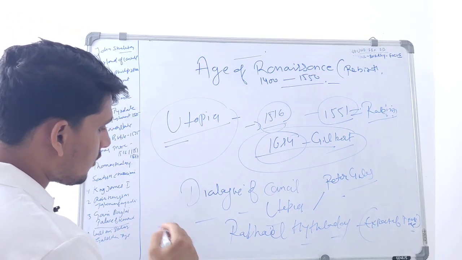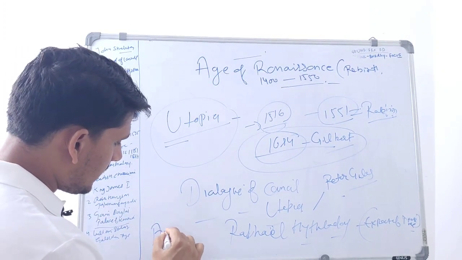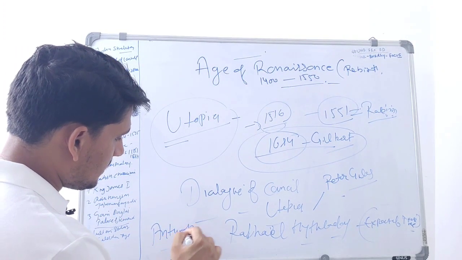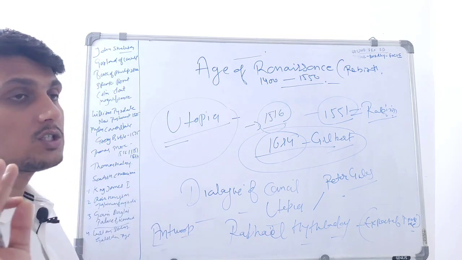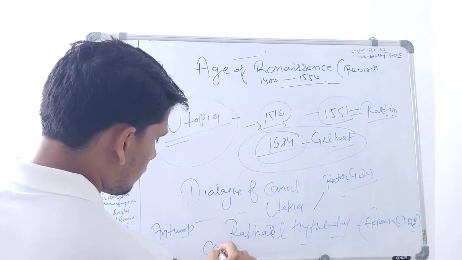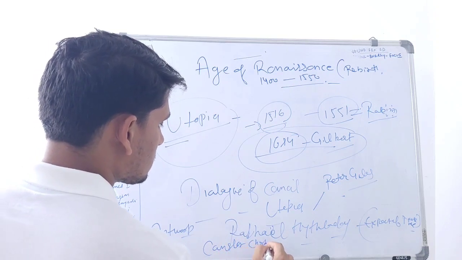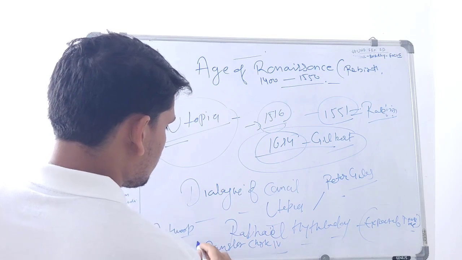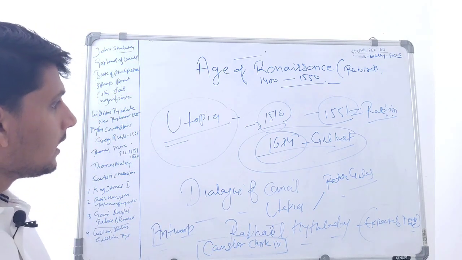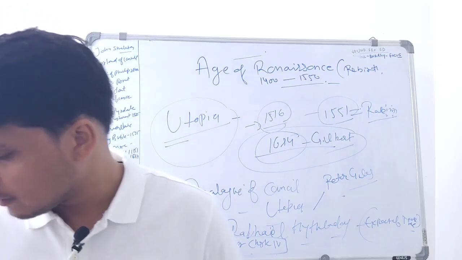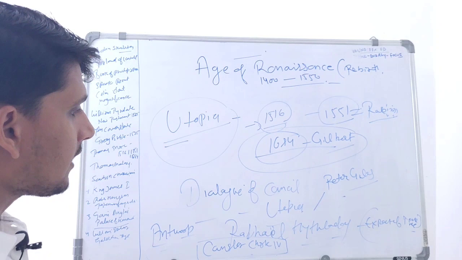Beside this, there we have two more characters. One is the clerk of Antwerp, and another one we have here is the counselor of Charles IV. These are the other characters that we meet here.